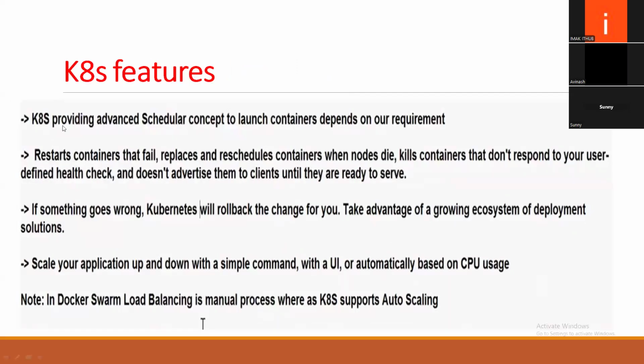Kubernetes provides an advanced scheduler concept to launch containers depending on our requirement. It restarts containers that fail, replaces and reschedules containers when a node dies, kills containers that do not respond to your user-defined health check, and does not advertise them to clients until they are ready to serve. If something goes wrong, Kubernetes will roll back the changes for you. Take advantage of a growing ecosystem of deployment solutions. Scale your application up and down with a simple command or with a UI, or automatically based on CPU usage. In Docker Swarm, load balancing is a manual process, whereas Kubernetes does auto scaling. If the traffic increases, it automatically scales up the pods. If traffic decreases, it automatically scales down.